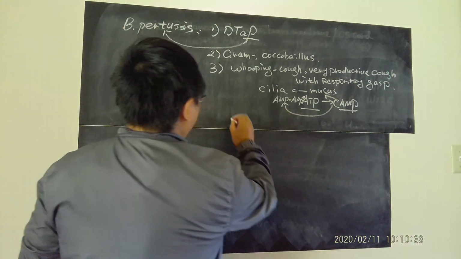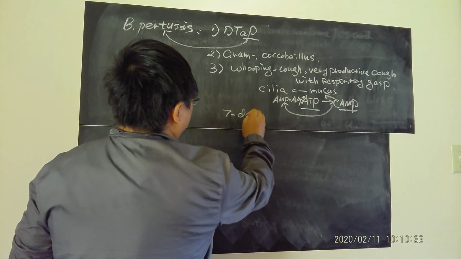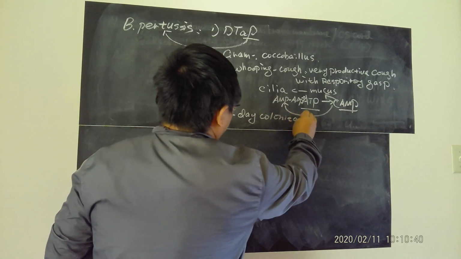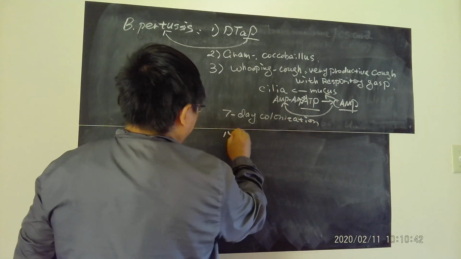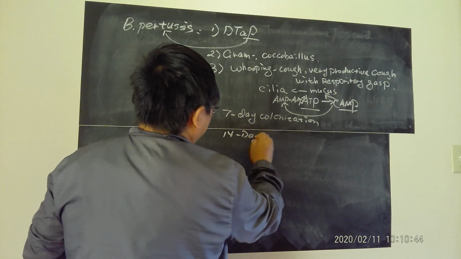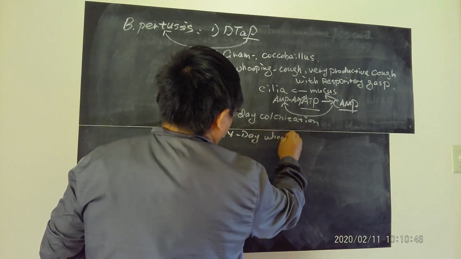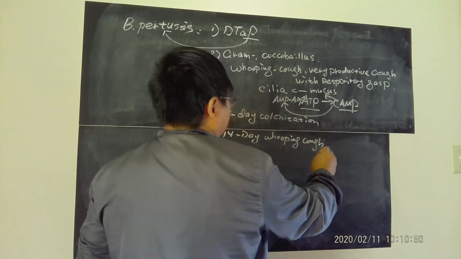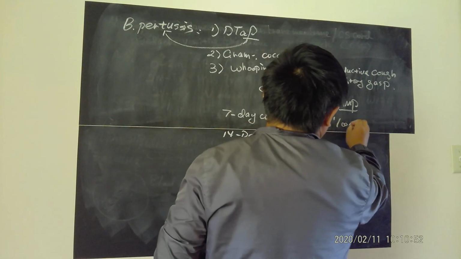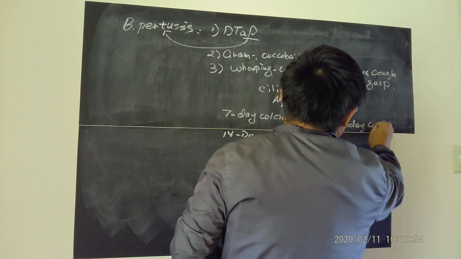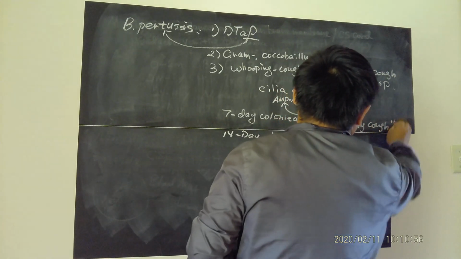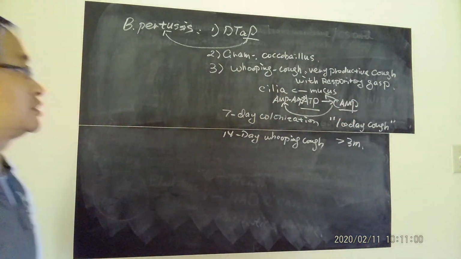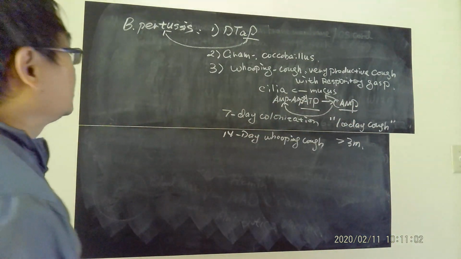This usually happens in a 7-day period of time that is colonization. And then you have a 14-day period of time that's called whooping cough. And this is typically, in the old time, we said 100-day cough. Because it's usually for kids who are very young, more than like 3 months, if you don't take the vaccine. So that's called a whooping cough.